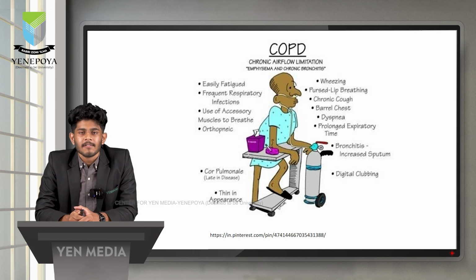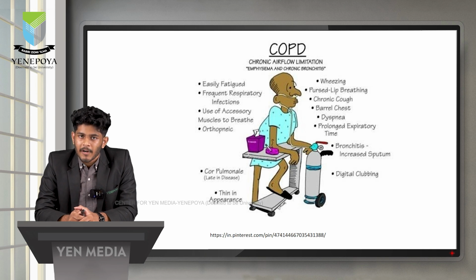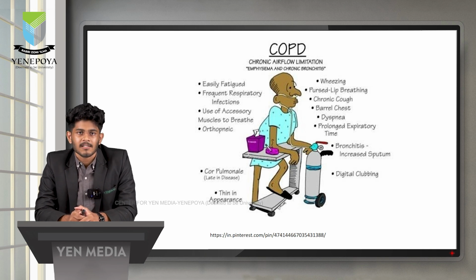Now we will see how a severe COPD patient would look in appearance. They would be easily fatigued, with frequent respiratory infections and use of accessory muscles to breathe. Also the patient would be orthopneic, which means they would have difficulty breathing while lying flat. Cor pulmonale, which we discussed earlier in our pathophysiology slide.